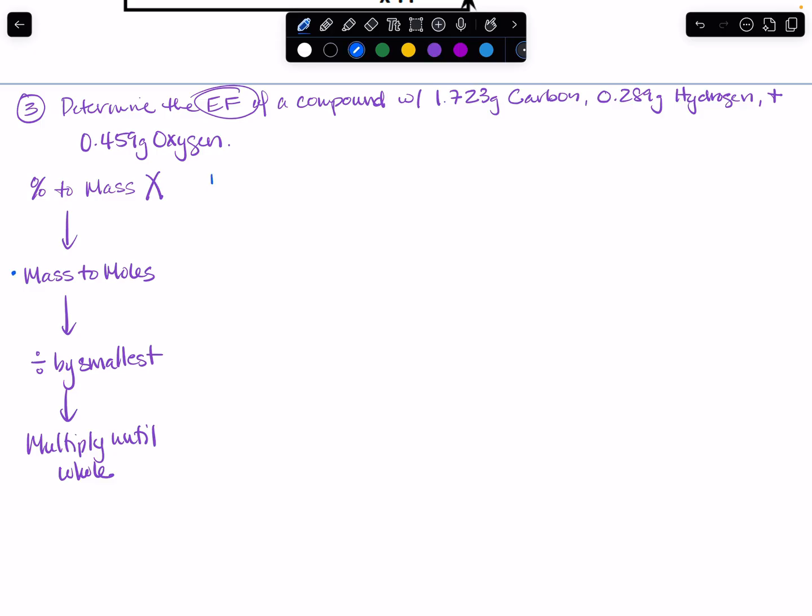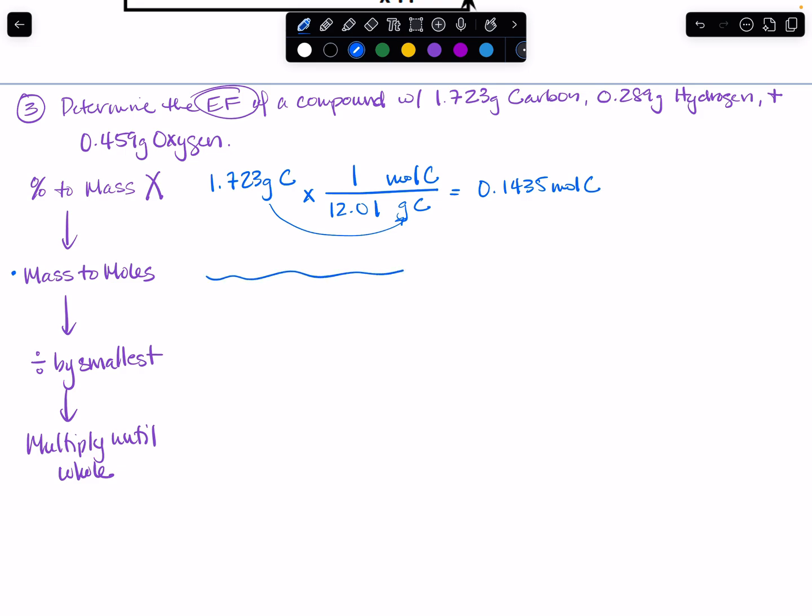So we're going to take all three of these, 1.723 grams of carbon. A mole conversion, so that gram's going to go on the bottom and mole's going to go up top. And the molar mass of carbon is 1 mole is equal to 12.01 grams. I plug that into my calculator and I find that I have 0.1435 moles of carbon.